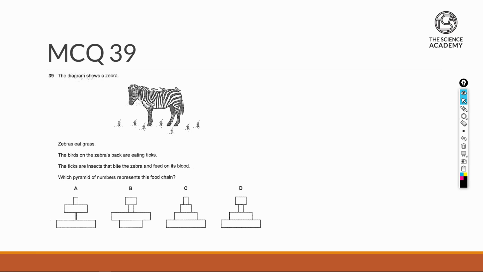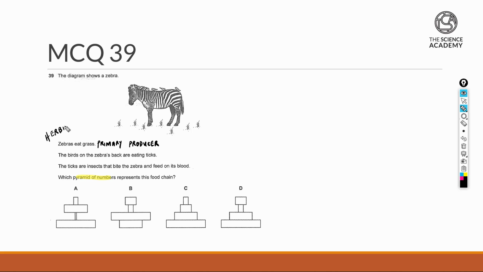In MCQ 39, we're going to take a look at the pyramids of numbers representing the above food chain. So just to do a little bit of accounting here, we have zebra eating grass. The grass here is considered to be the primary producer. The zebra can be considered a primary consumer, or a herbivore.